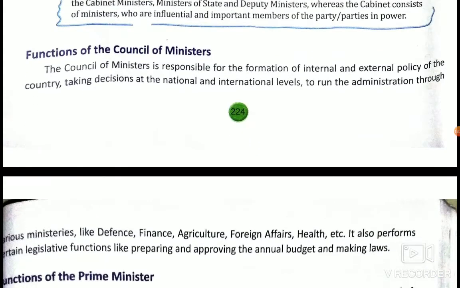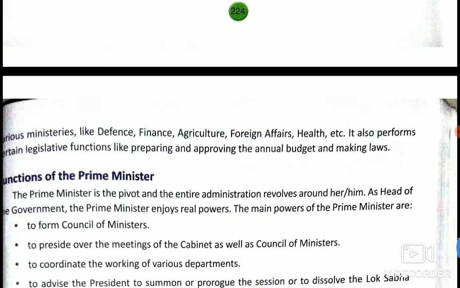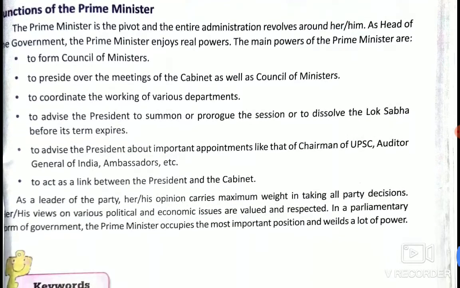Functions of the Council of Ministers. What are they? It is responsible for the formation of internal and external policies, taking decisions regarding the national and international level, and running the administration through various ministers. With the help of different categories of ministers, it runs the government. It also performs certain legislative functions like approving the annual budget and making laws from time to time.